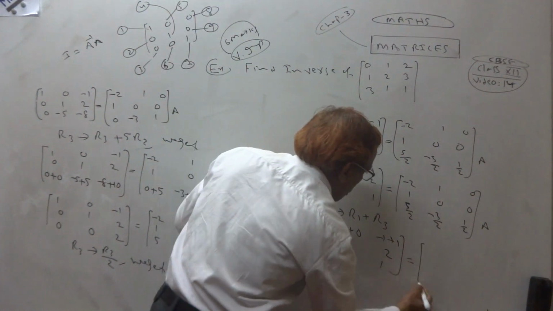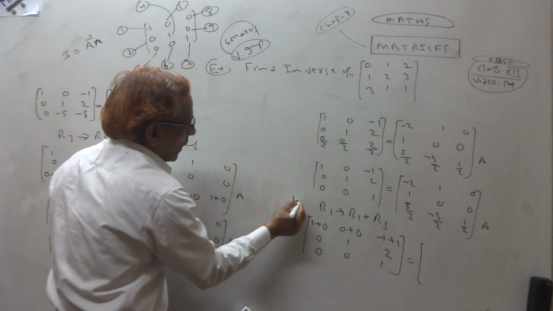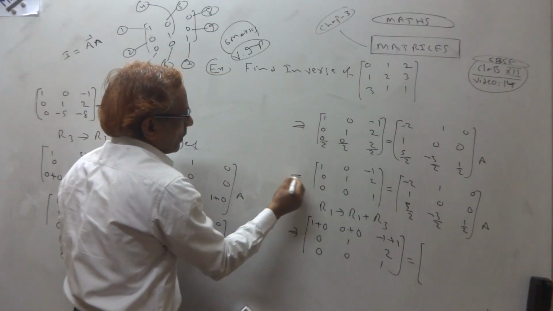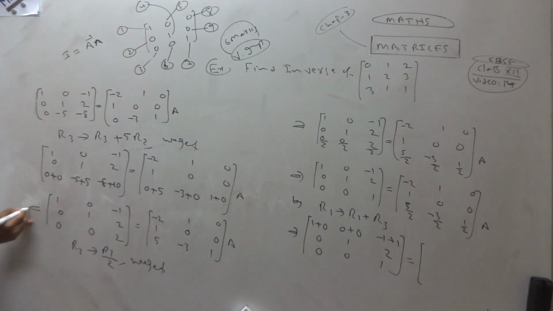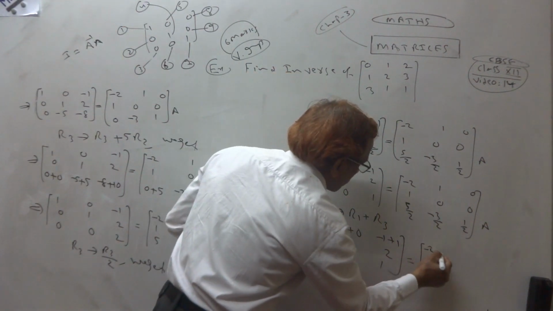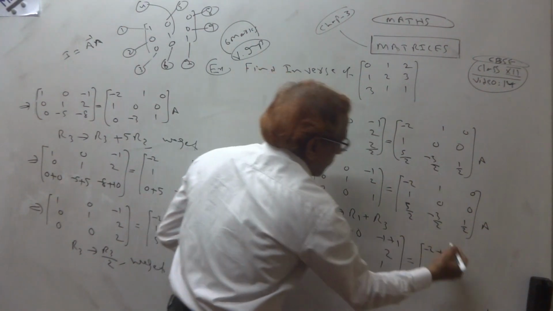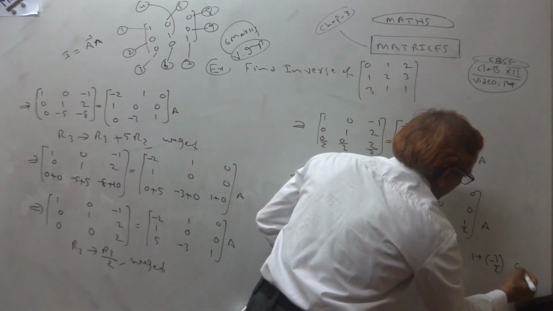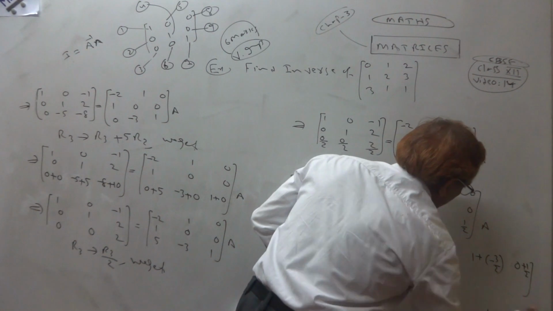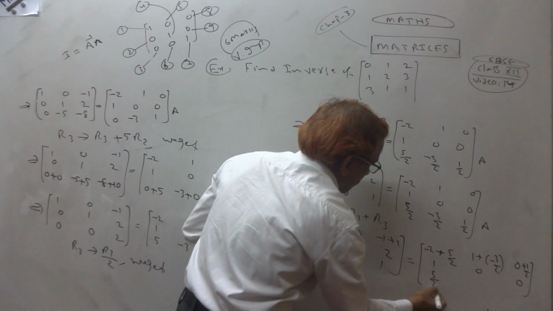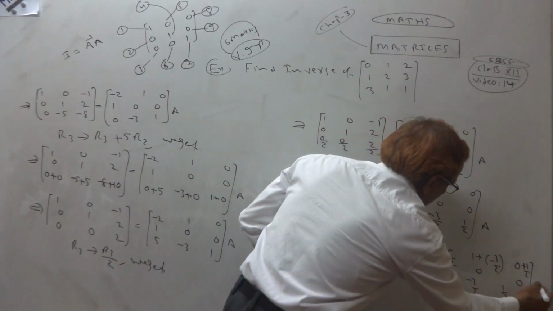to what operation are we taking? R1 plus R3 implies, every step you can put the implies sign, okay. So R1 plus R3 gives what? Minus 2 plus 5 by 2, 1 plus 3 by 2, 0 plus 1 by 2, remaining same, 1, 0, 0, 5 by 2, 3 by 2, 1 by 2, A.